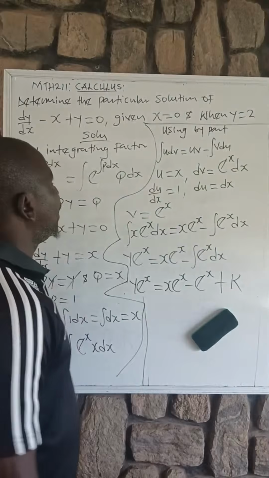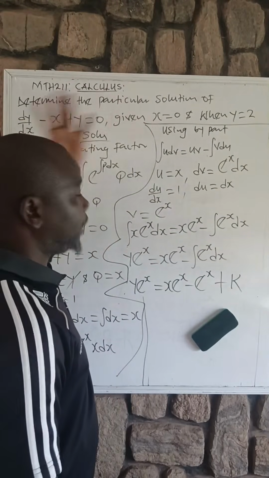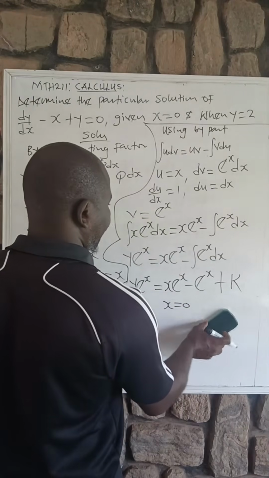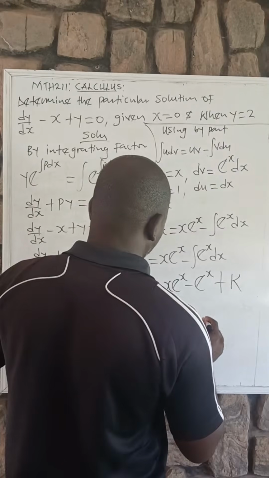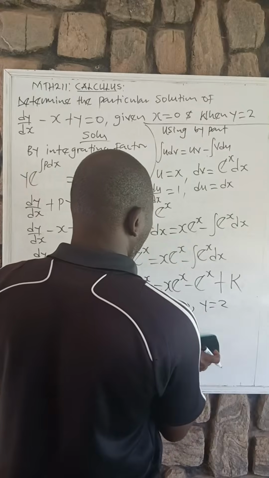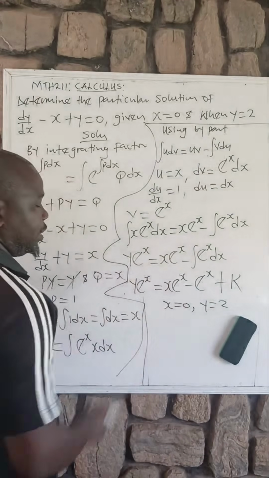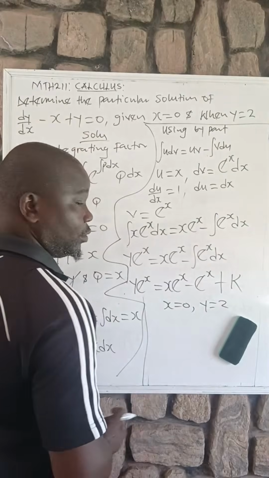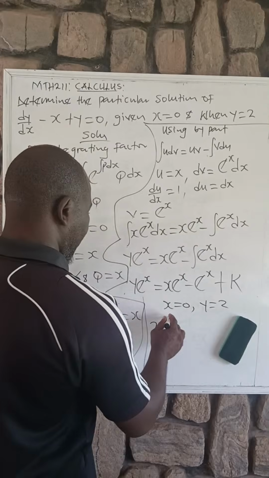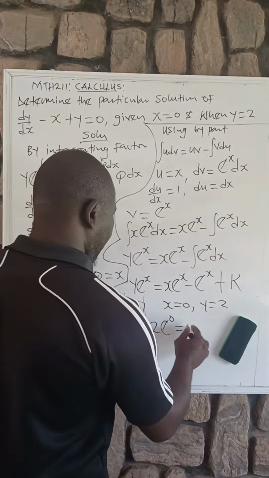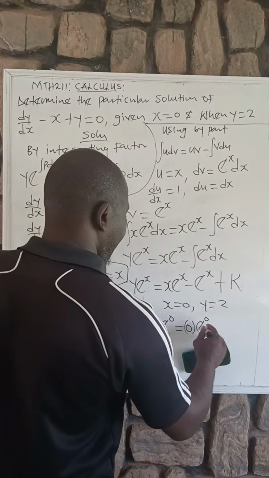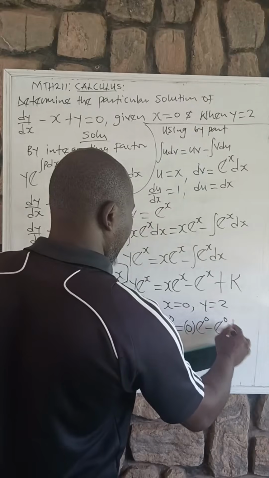So let's recall our boundary conditions. They said given x equals 0, to obtain the particular solution, then y equals 2. So anywhere you see x, you substitute 0. Anywhere you see y, you substitute 2. So here will now be 2 exponential 0 equals 0 times exponential 0, right? Minus exponential 0 plus k.